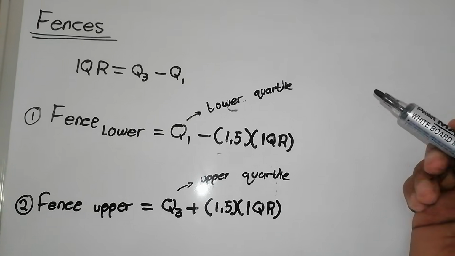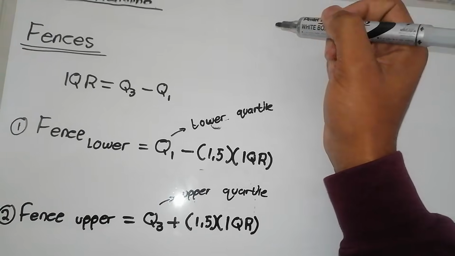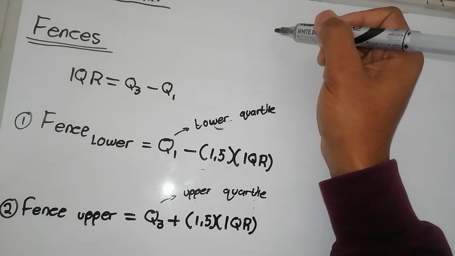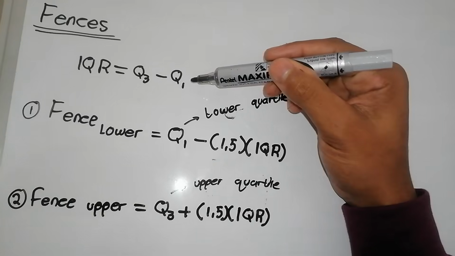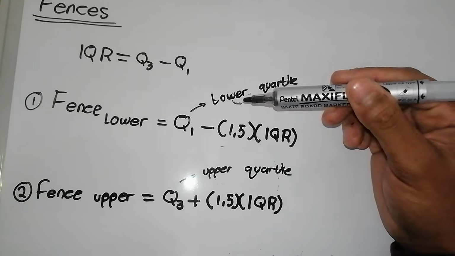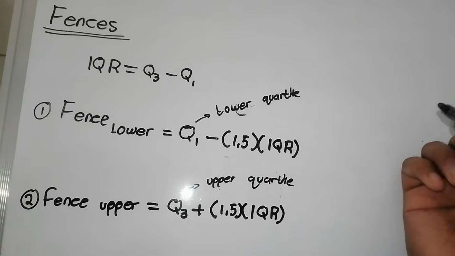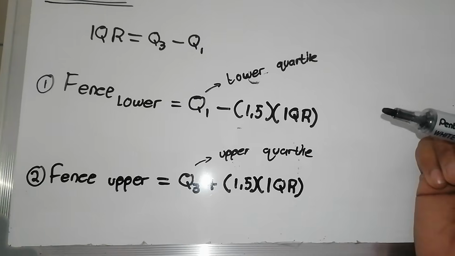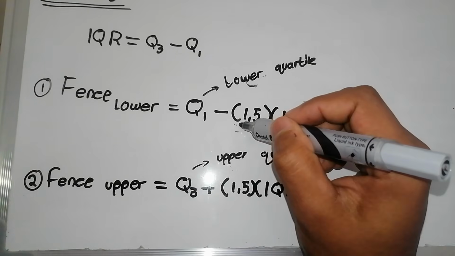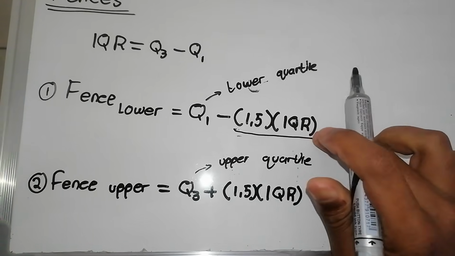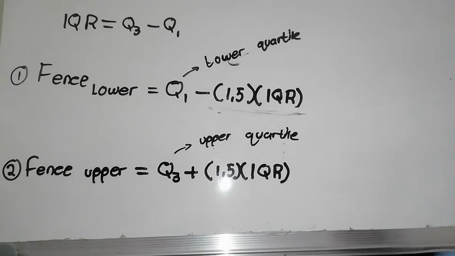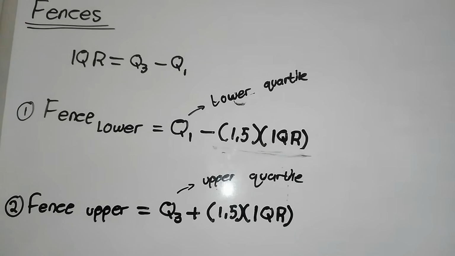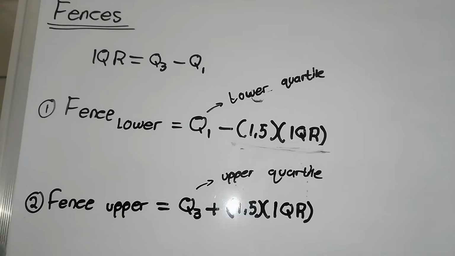So you first have to find your lower quartile, and then your upper quartile, and then you calculate the interquartile range, and then you substitute in this formula, then you find your fences. And this 1,5 is constant, so it's a number that is always there. You don't have to change it and write another value. It's just 1,5 as it is.